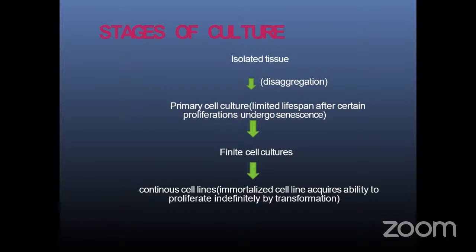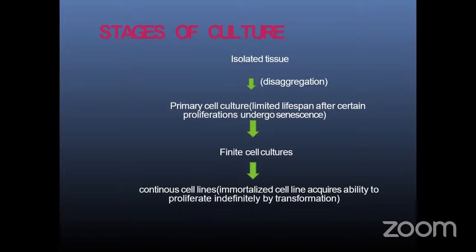Many single cells which are not attached to each other. That stage is called primary cell culture. Primary cell culture always has a limited lifespan, so you cannot culture them as long as you want. It will have a particular lifespan. After 10 or 20 generations, they will die. So limited lifespan, and they will undergo senescence, which means death. Finally they will undergo death after some period of time.